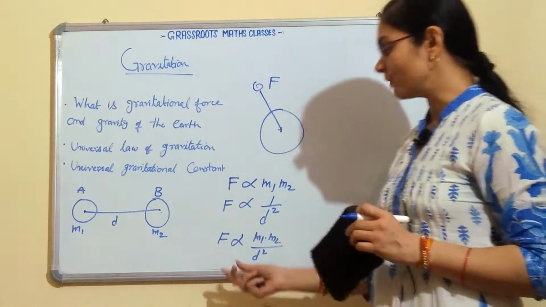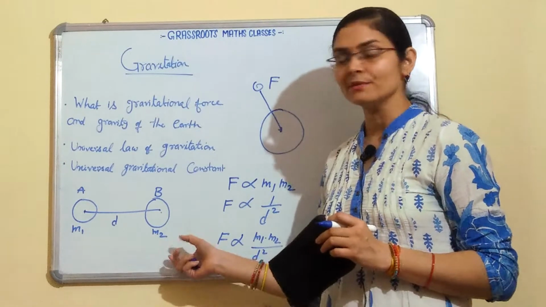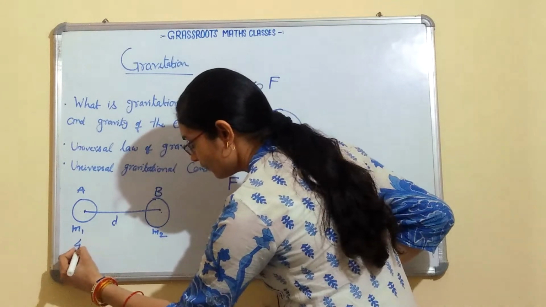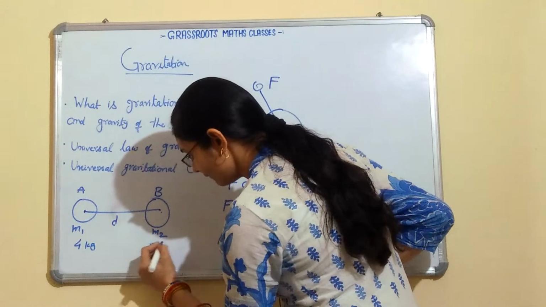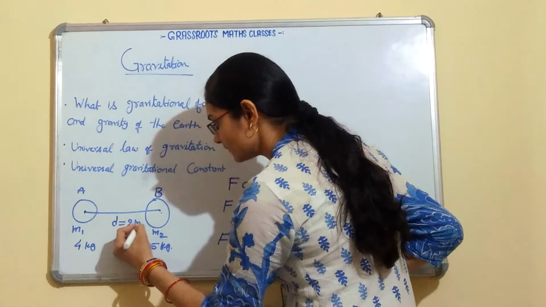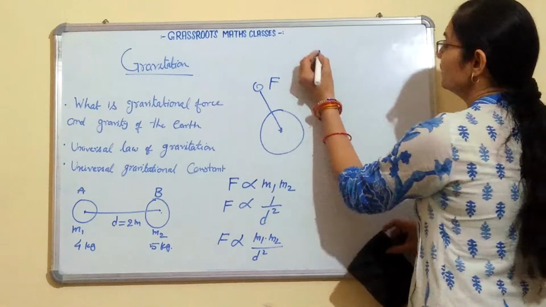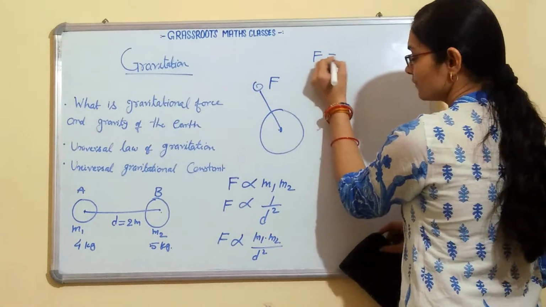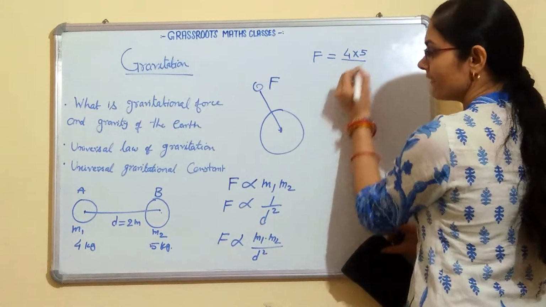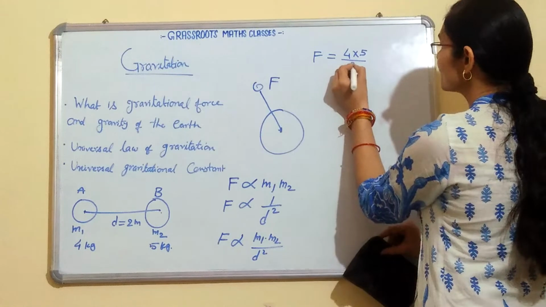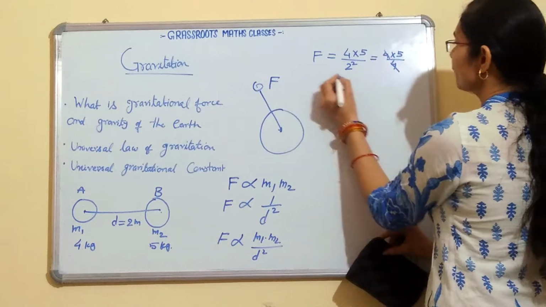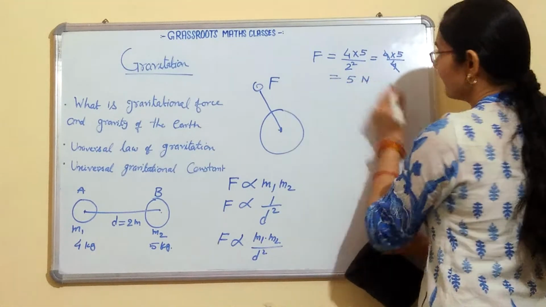To understand this formula, we take an example. Suppose the masses of the object A and B are 4 kg and 5 kg respectively, and the distance between them is 2 meters. Then the force is equal to m1 into m2, that means 4 into 5 divided by 2 square, which is equal to 4 into 5 by 4. So we get F is equal to 5 newtons.